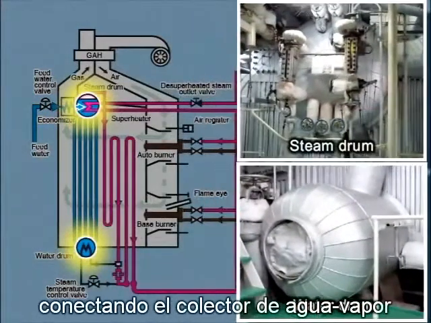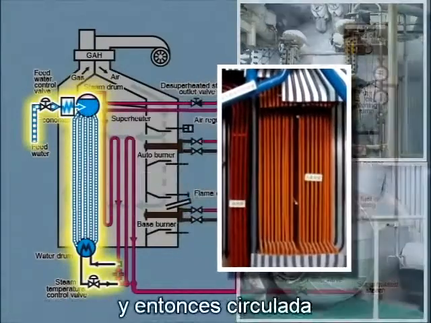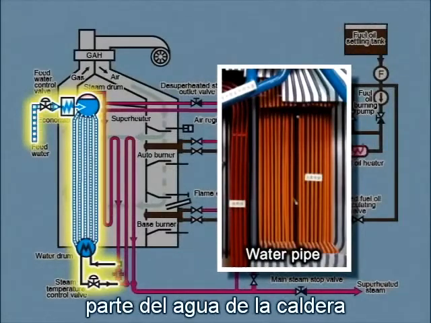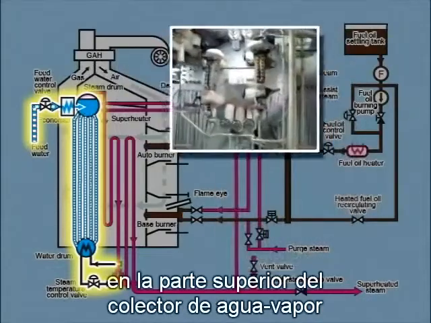Boiler water in the water pipes connecting the steam drum to the water drum is heated by the combustion gas and then circulated. While circulating, some of the boiler water becomes saturated steam and is collected in the upper part of the steam drum.